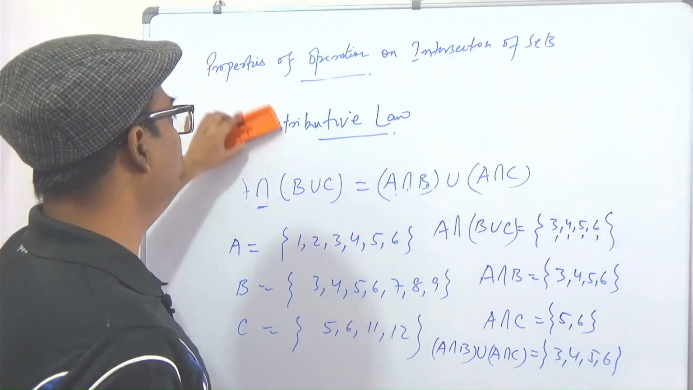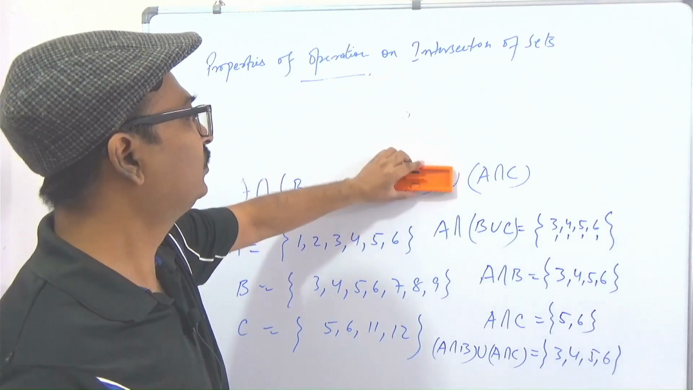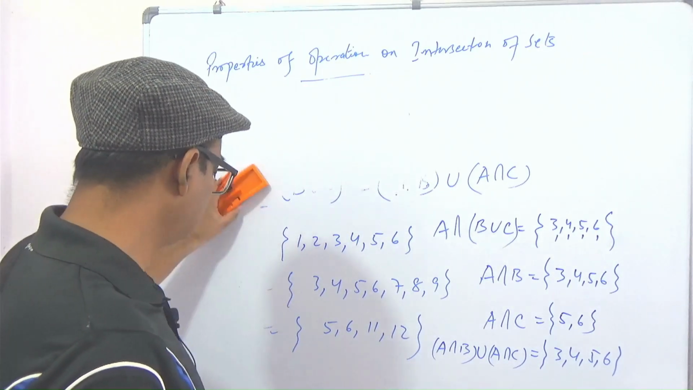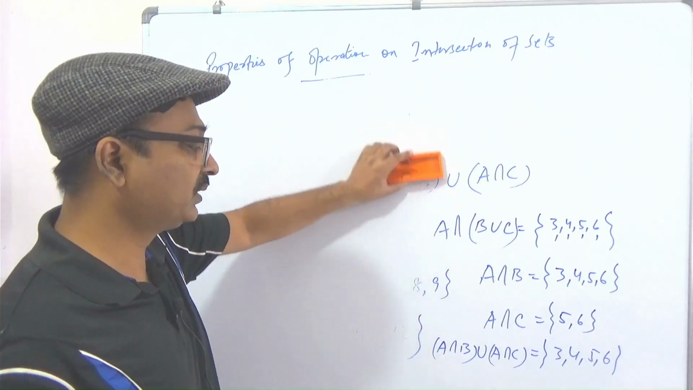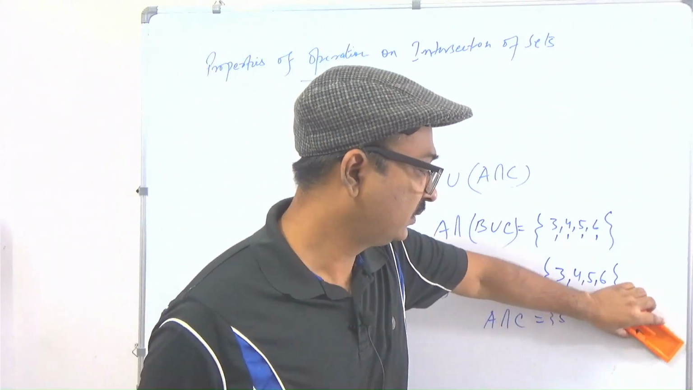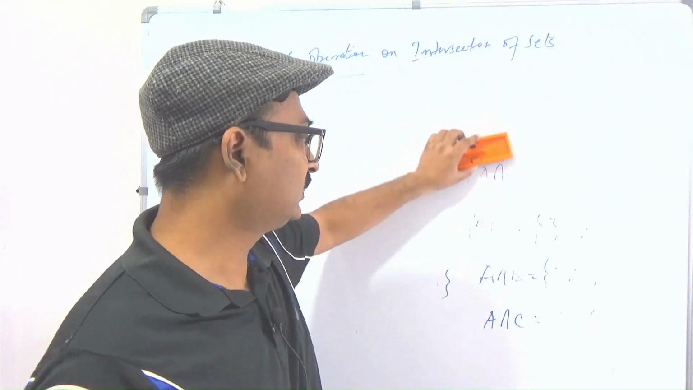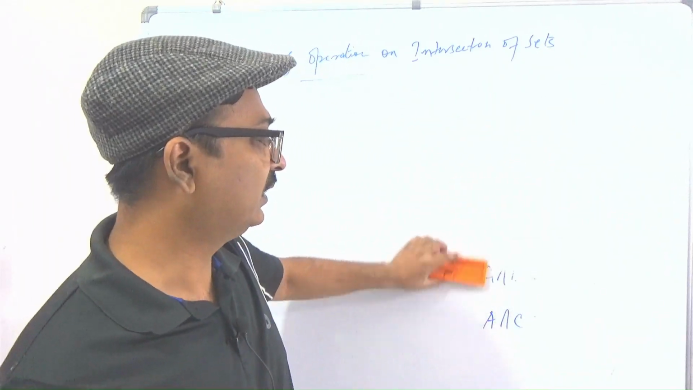So these were the properties of intersection of sets. When we do this operation, what operation? Intersection, on two sets, we have these properties.